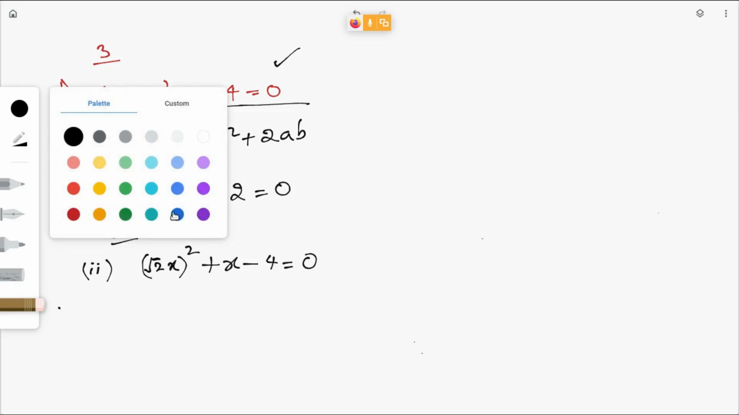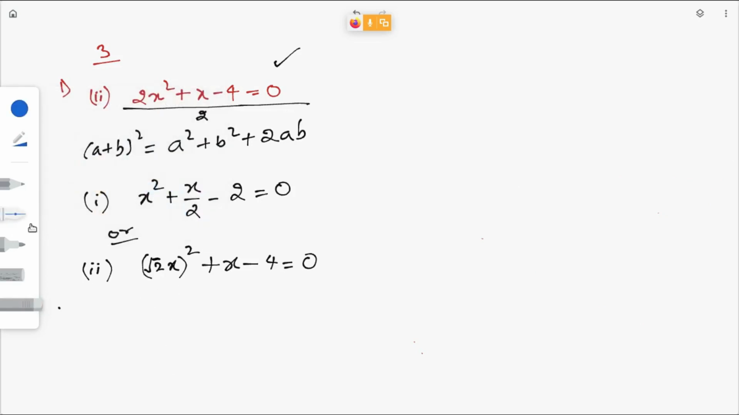Let me solve this one first. Okay, let me continue with this, then you can solve this one. So root 2 x whole square. Now compare these two. So here you need to just concentrate on these two terms, first two terms. Leave this minus 4. Don't consider this minus 4, keep it as it is for the next 2 to 3 terms.